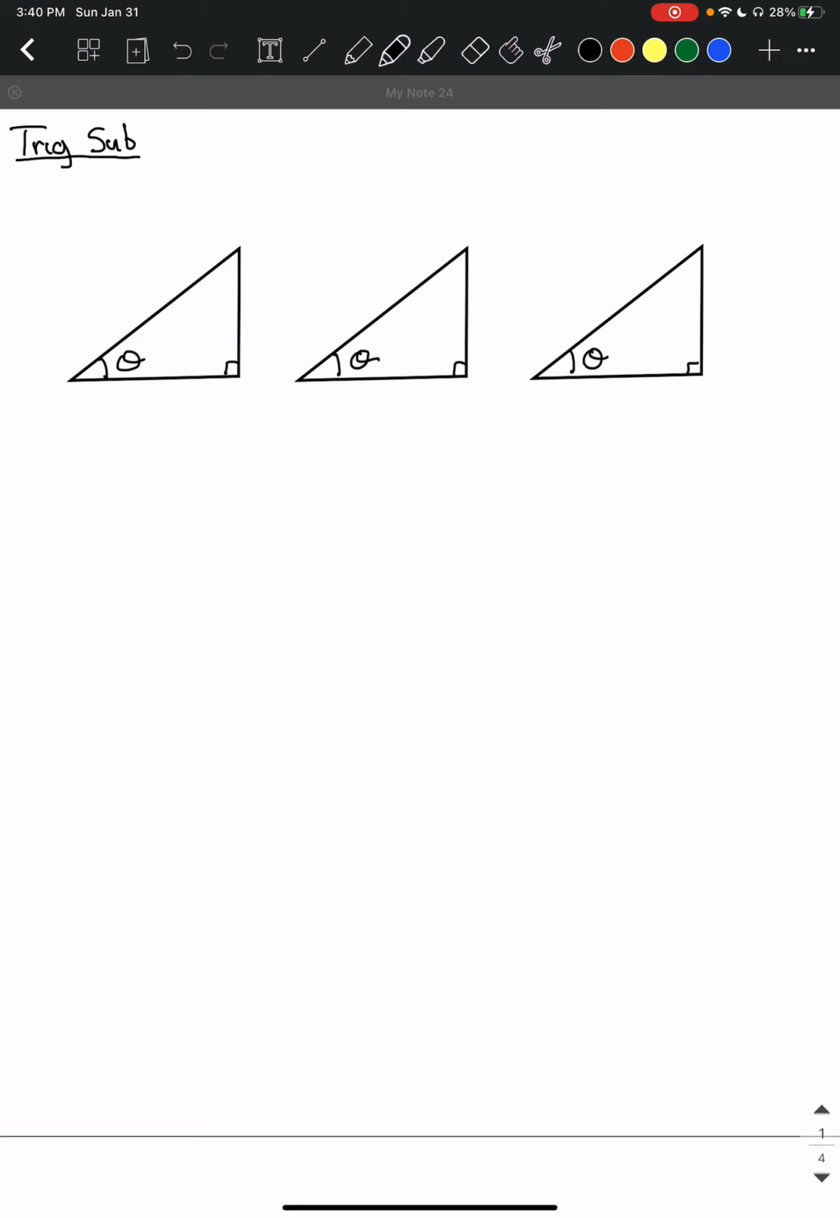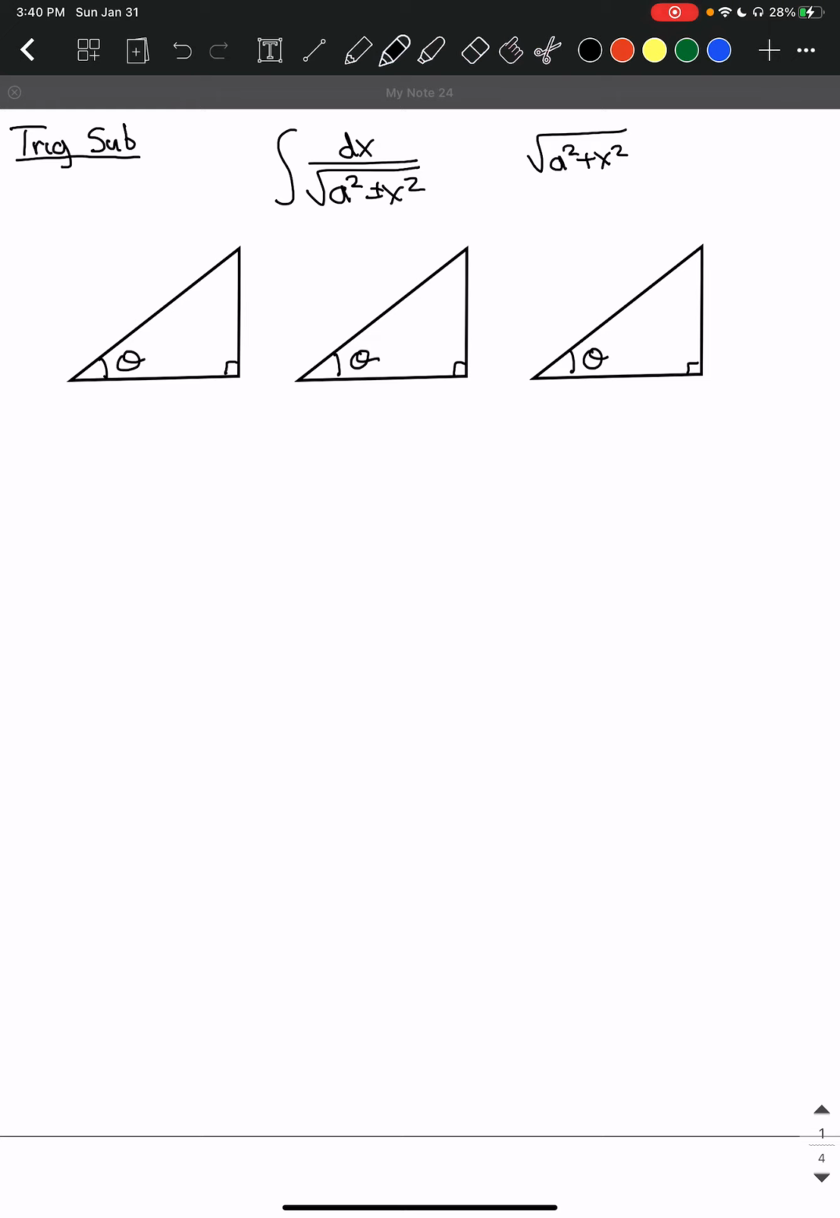This is much different than trig integrals, and it will help you solve integrals of the form something over the square root of a squared plus or minus x squared, where a is some number like 1, 2, 3, for example. And the idea here is that we can recognize the square root of a squared plus x squared, for instance, as being part of a Pythagorean theorem.